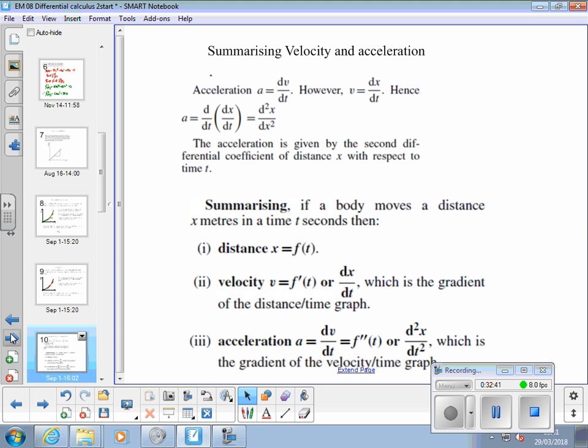And I've summarized that on the following slide. Acceleration a is dv by dt. The acceleration we can find if we differentiate velocity against time. However, velocity is equal to dx by dt, displacement against time. So acceleration is d2x by dt squared, the second differential of distance. Summarizing, if a car moves a distance x metres in a time t seconds, then distance is equal to a function of t. Velocity is the differential of that with respect to time, the velocity time graph. Thirdly, the acceleration is the first differential of the velocity time graph, or the second differential of the displacement graph.